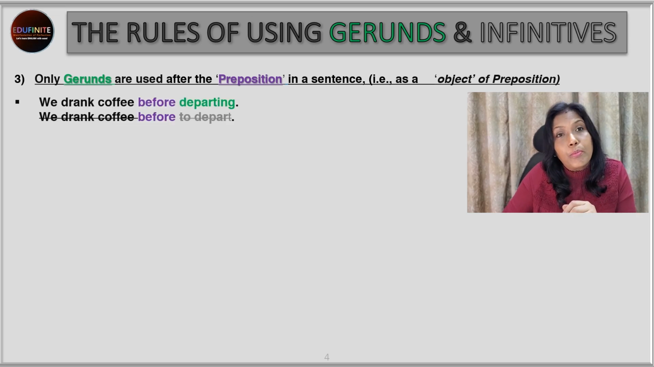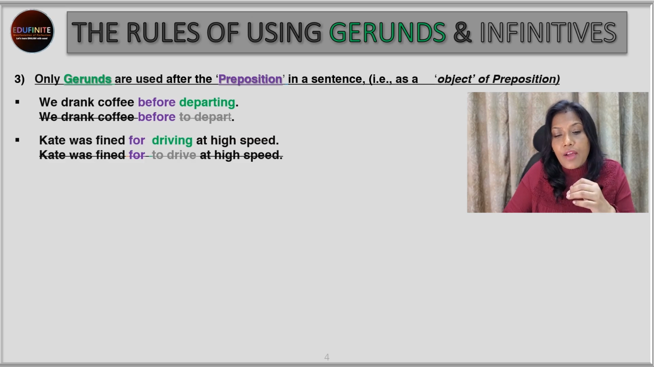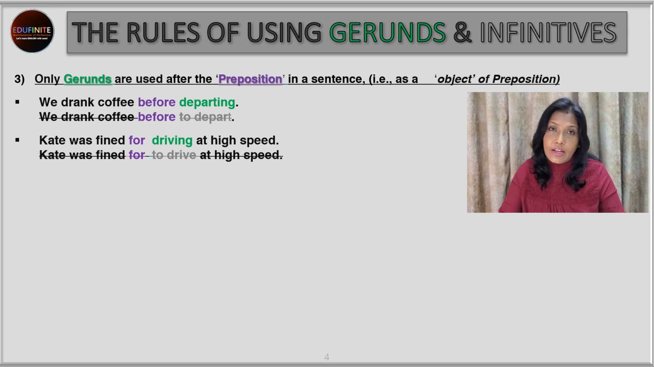We drank coffee before departing. So before is the preposition, and we are using the gerund form departing. We cannot say we drank coffee before to depart. That's wrong English. Well, the next sentence. Kate was fined for driving at high speed. So again, the gerund form. For is the preposition, so after it we have used the gerund form driving. But if we say Kate was fined for to drive at high speed, that's absolutely wrong. So we cannot use the infinitive at all after the preposition.